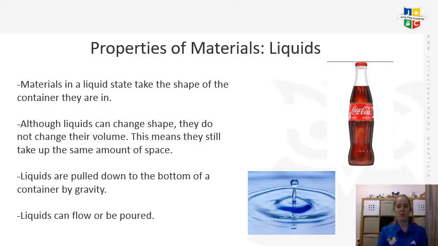So if you have 200 millilitres of a liquid and the containers that you tip them into are of different sizes, the amount that is in the containers is still the same. However, they may look different because of the sizes or the shapes of the containers. Liquids are pulled down to the bottom of a container by gravity, and liquids can flow or be poured. Obviously, how fast or slow a liquid flows or pours depends on the thickness or the thinness of the liquid itself.